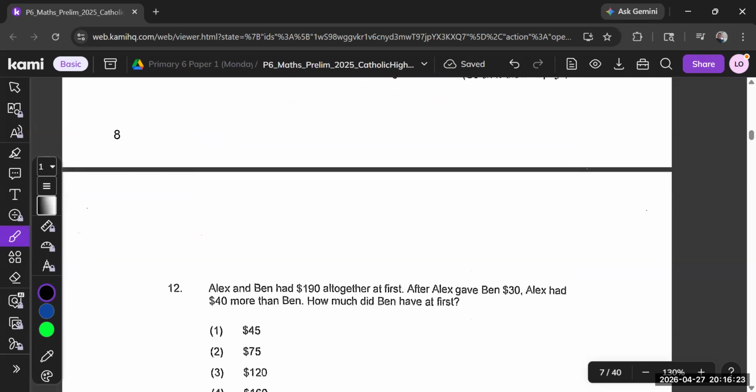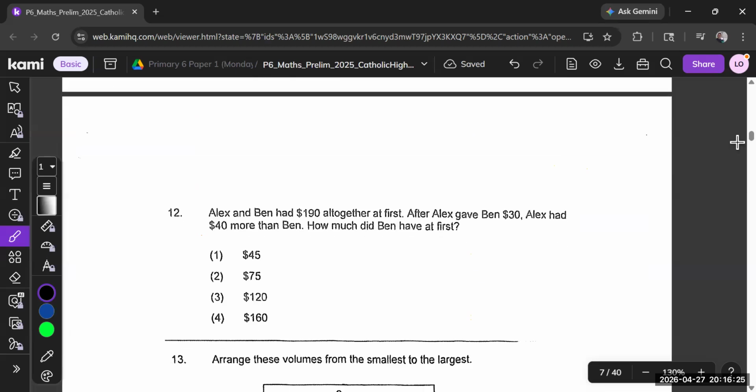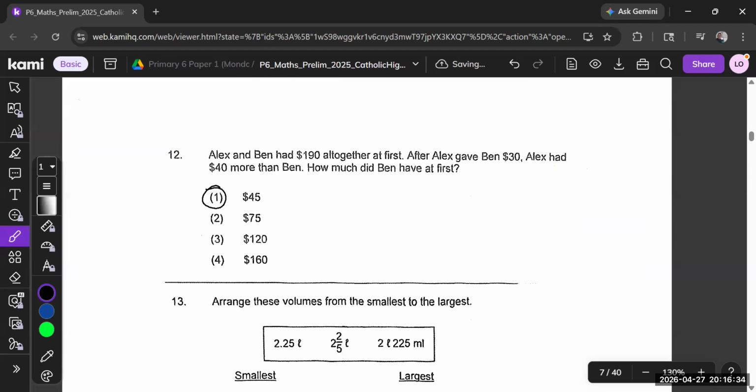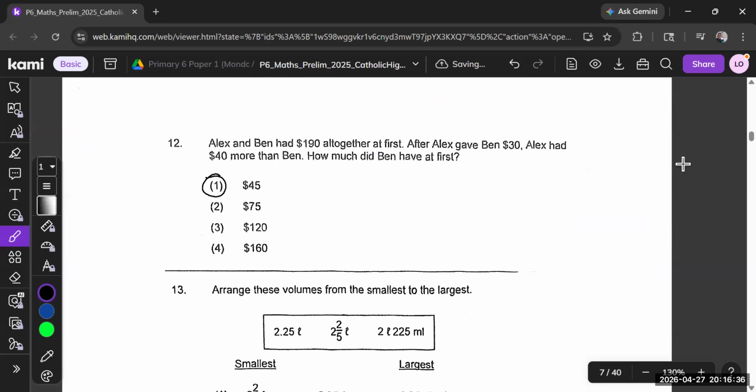Next one. Question 12 is your model drawing. When the question gets harder, you have to use your methods. So the answer is number 1. So how do we do that? What happens if you don't know? Then look at this question.